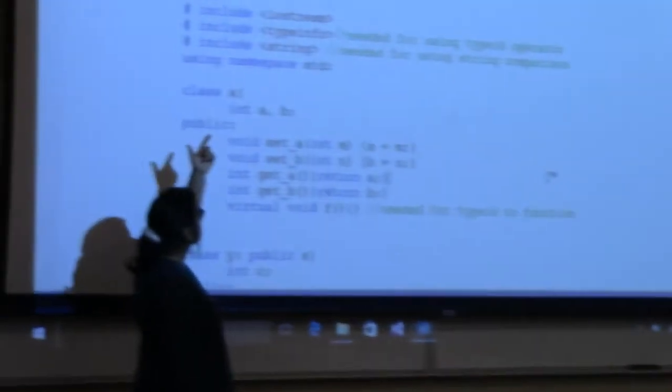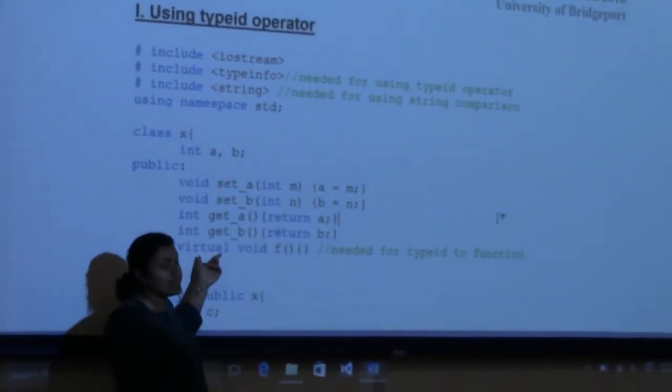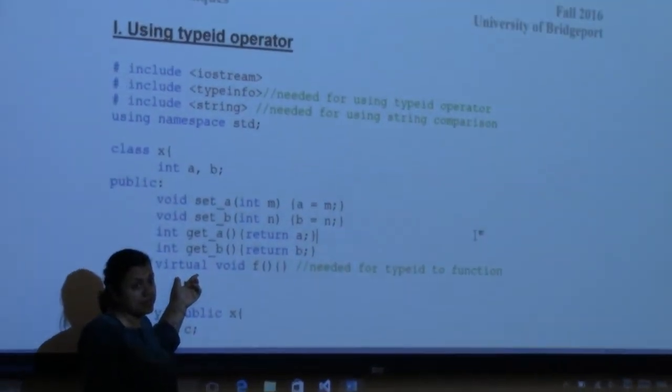So here you are looking at code where we have the base class as class X. It is a standalone class. It doesn't use any inheritance by itself. It has introduced two attributes, A and B. There are accessor methods to set A and set B, and get A and get B. This is a dummy method. In case you have a base class, if you have to use runtime type identification, there has to be a virtual method in the base class.